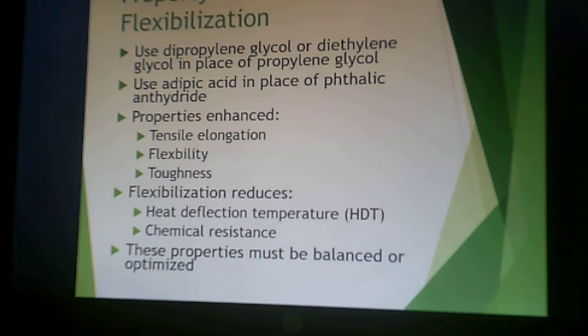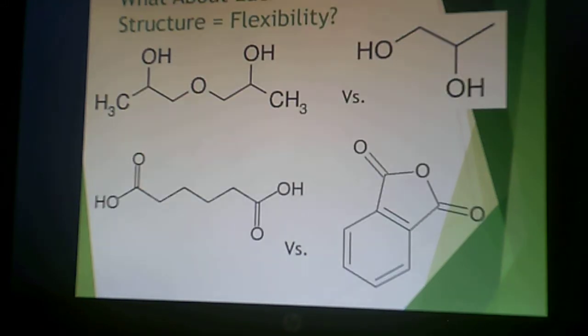However, when something is more flexible, you decrease the heat deflection temperature and you decrease the chemical resistance. So you have to kind of balance out your properties. You have to optimize for what it is you want for a particular application, like any material. So if I want something to be more flexible, which one of these would I use? So here is propylene glycol, here is dipropylene glycol. Which one of these would I use if I wanted something to be more flexible? The world may never know.